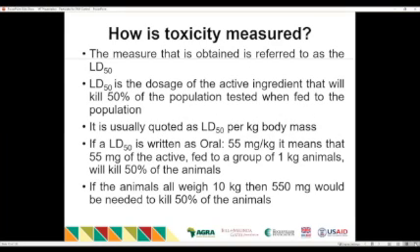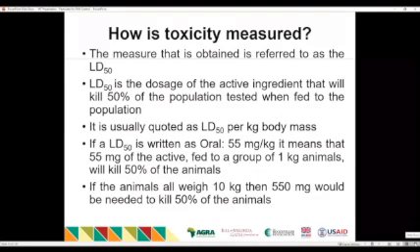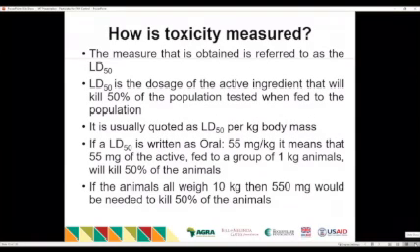There's a measurement that's called the LD50, which stands for the lethal dose of the active ingredient that will kill 50% of a population that is tested when it is fed or exposed to that population. And it's usually quoted as the LD50 per kilogram of body mass. And how do we explain that to the trainees and farmers?